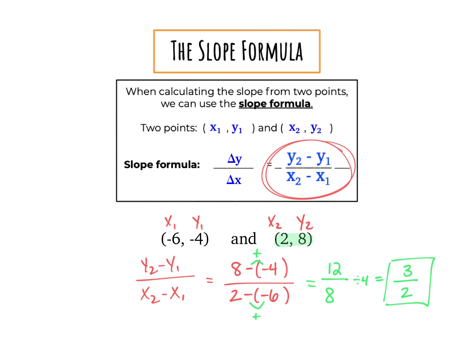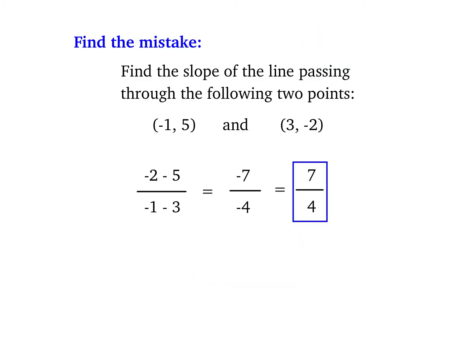So really I would say the key for this is just to remember that change and subtraction or difference go hand in hand. So if you're looking for your points, find the difference, find the change of each your y's and your x's. So I'm actually going to show you some of the mistakes that I tend to see when people are first trying this. So this says to find the slope of the line passing through the 2 following points. We have -1 and 5 and 3, -2.